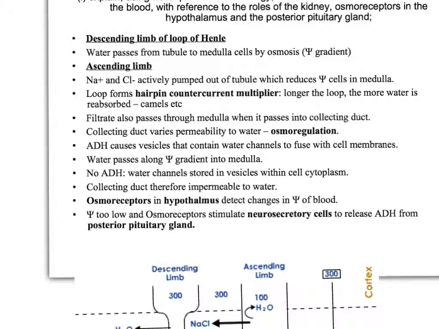So, things to consider here is that in the descending limb of the loop of Henle, water passes from the tubule to the medulla cells. These are the cells surrounding the loop of Henle. And that happens purely by osmosis, simply because the water potential in the filtrate is greater than the water potential in the cells, or the tissue fluid that surrounds the cells of the medulla. So that's what's happening in the descending limb on the way down.